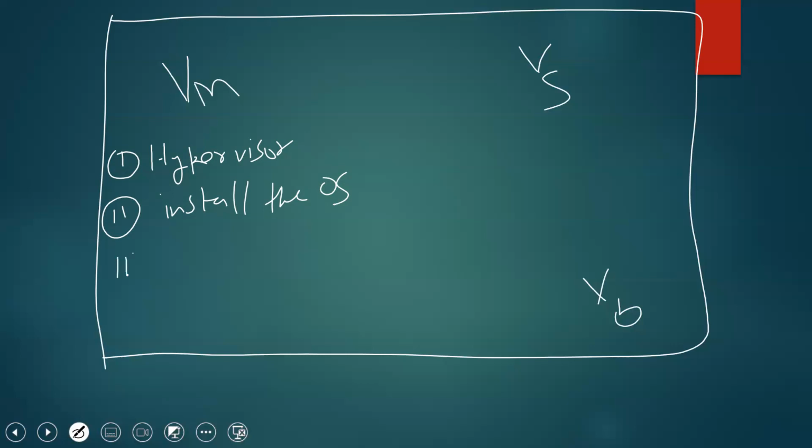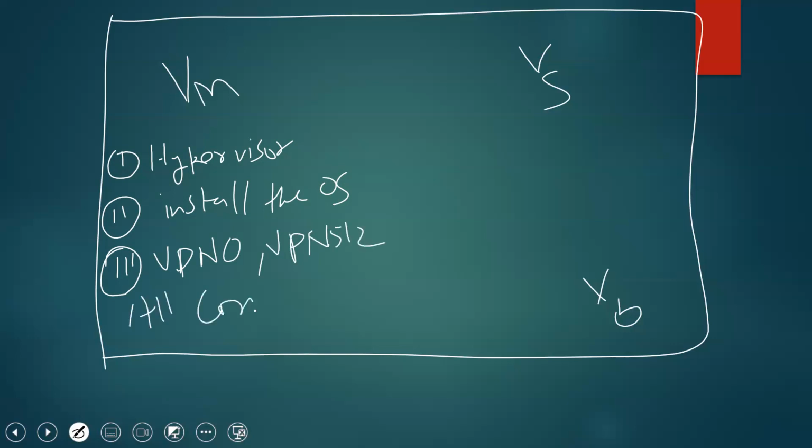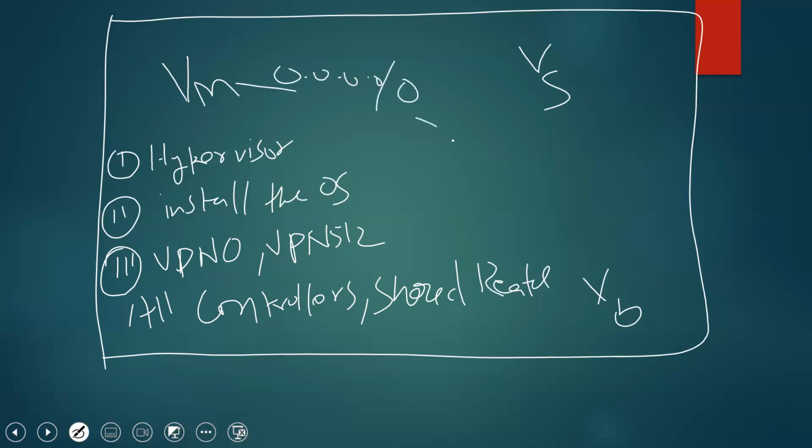So that means that you have to go and define the VPN 0, VPN 512 in a way that all controllers should reach each other, right? So you have to put some sort of static route pointing towards the next hop, or maybe these devices have some sort of shared LAN in the lab environment, some common network behind the scene, so they can reach each other.